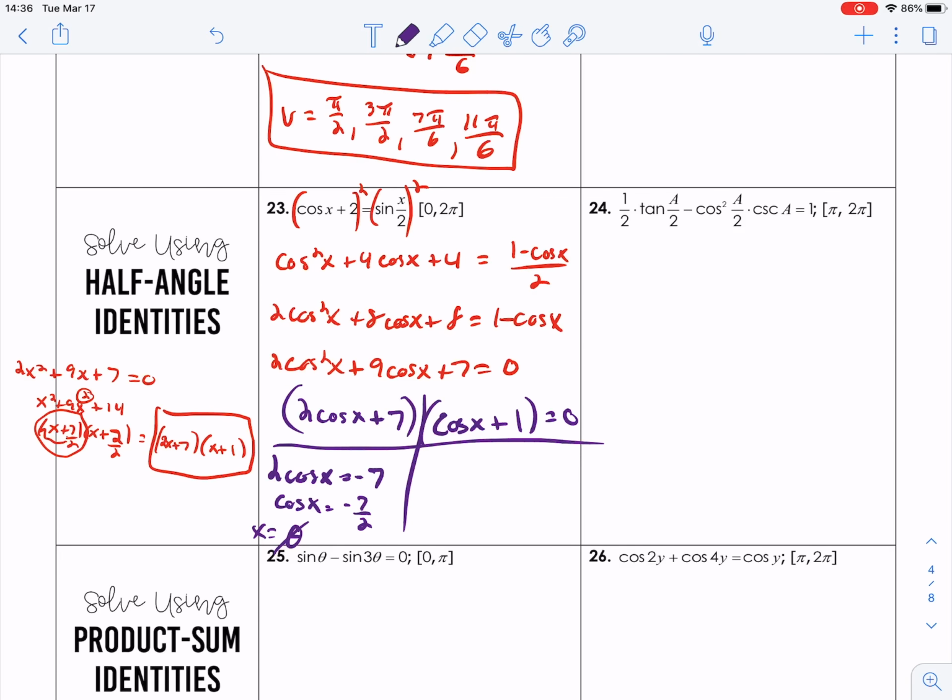Let's see for the other side. Cosine of x equals negative 1. Can that happen in any of the quadrants? Of course. That can happen at x equals pi. So our only answer is x equals pi. Check.